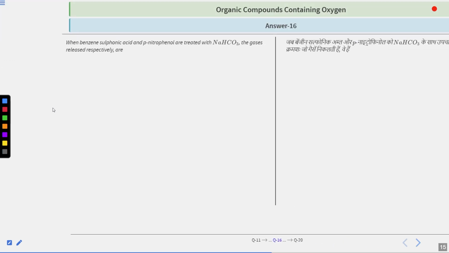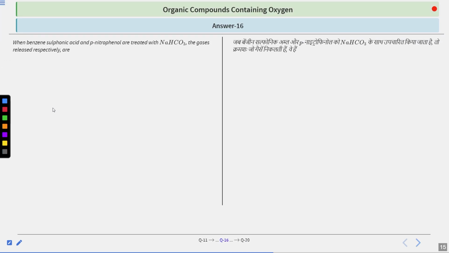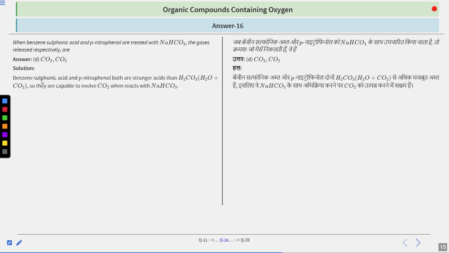Let's see. The correct answer for the given question is option D, that is CO2 and CO2. Benzene sulfonic acid and para-nitrophenol are both stronger acids than H2CO3, which is a combination of H2O and CO2. So they are capable of evolving CO2 when they react with NaHCO3: HCO3 minus plus H plus from the acid gives us H2O and CO2 as a gas.